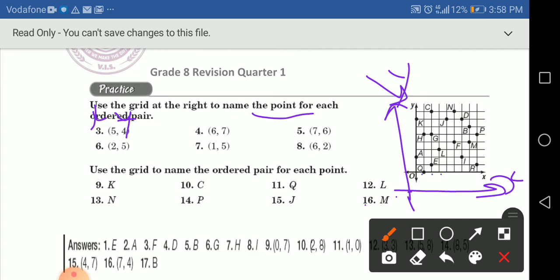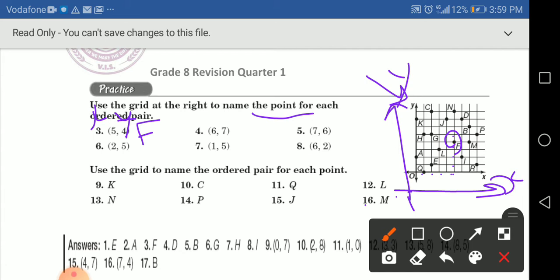1, 2, 3, 4, 5. And 4 up, okay, according to the y-axis. How many points? 4 points. So go for 1, 2, 3, 4. So here, letter F is the coordinates of 5 and 4.